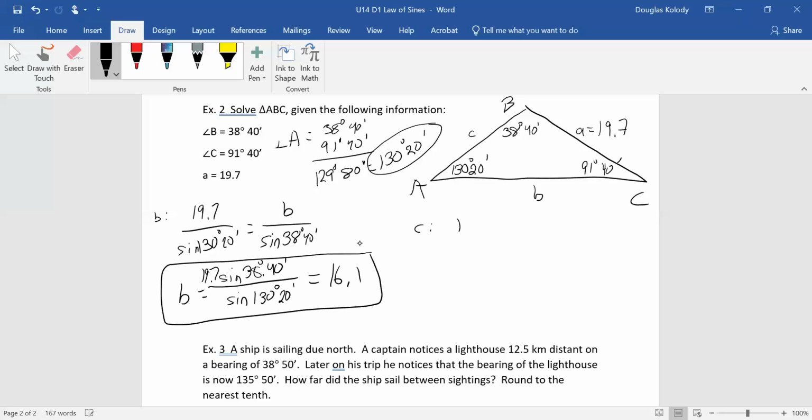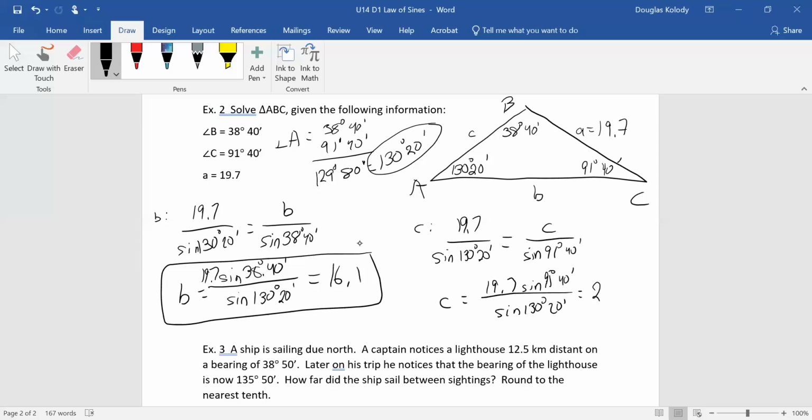Same ratio to begin. 19.7 divided by the sine of 130 degrees, 20 minutes, equals side C over the sine of 91 degrees and 40 minutes. So let's work that out. That's going to be 19.7 times the sine of 91 degrees 40 minutes divided by the sine of 130 degrees and 20 minutes. And that's going to equal 25.8.